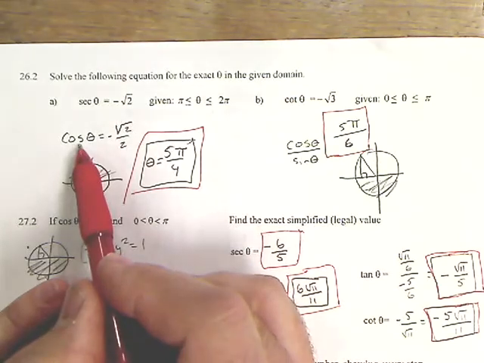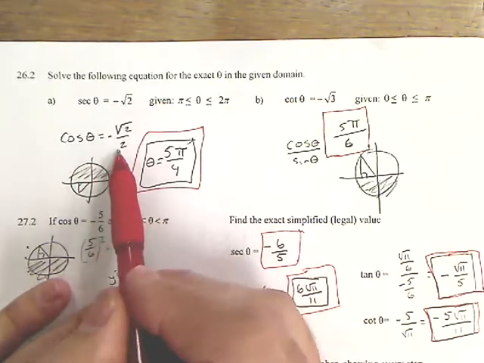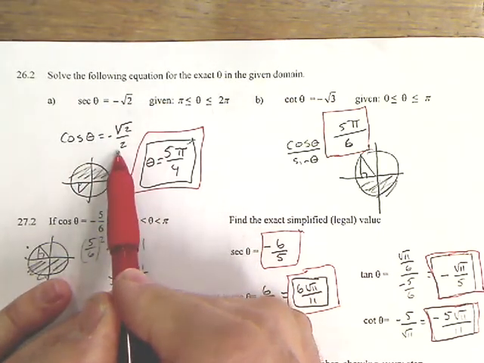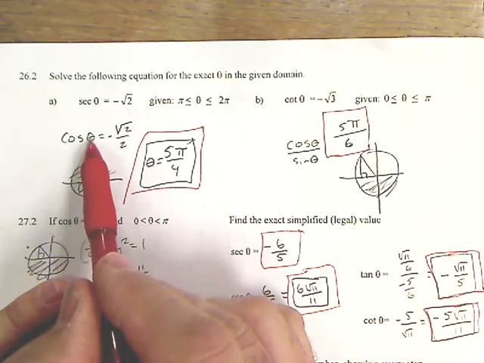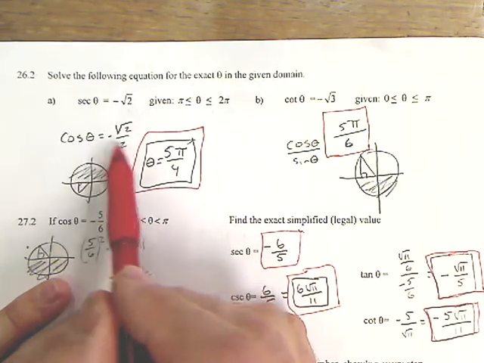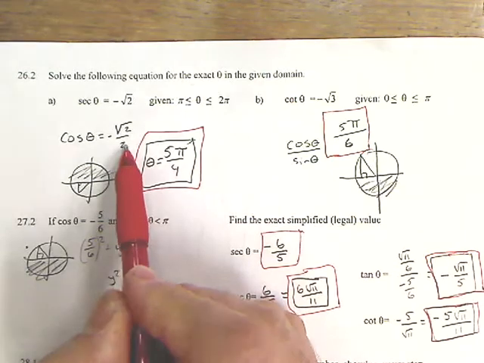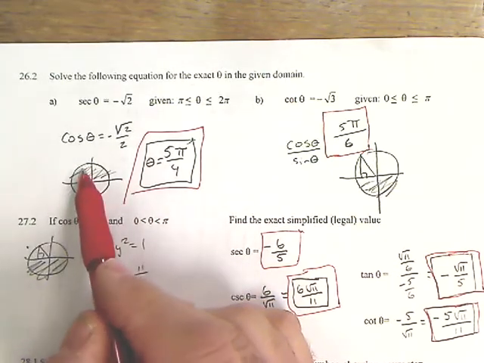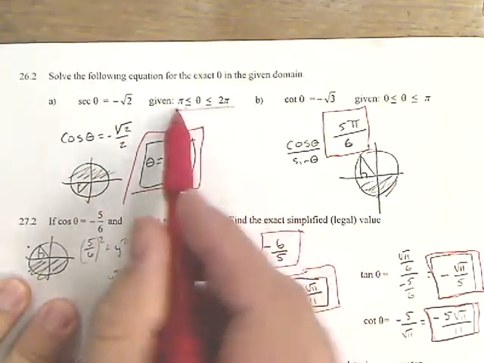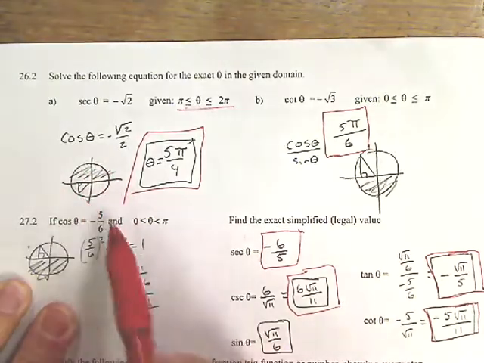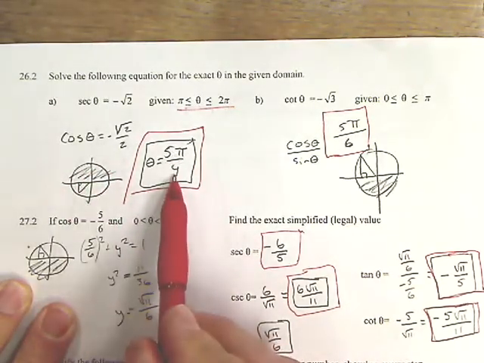Secant is the reciprocal of cosine. So I just flip that guy over, and then I just have to figure out what angle I plug in here, find the cosine of it, and it equals negative square root of 2 over 2. The negative tells me it's in this quadrant or this quadrant. The domain tells me I can't use the top. So that's how I got the 5 pi over 4.